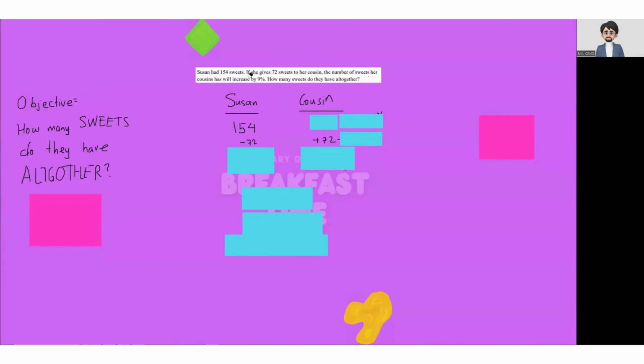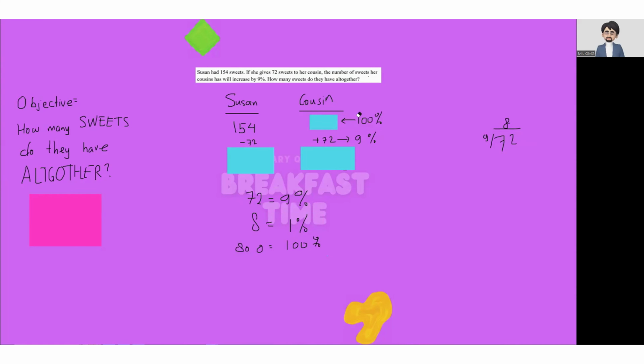But if she gives this, the cousin's sweets increased by 9%. So this is the 9%. Okay, so now we know that 9% is 72. 1% is 8 because 72 divided by 9 is 8. 100% is 800. This is the 100%, the amount the cousin had at first. So how many sweets do they have altogether? They have 954 altogether.